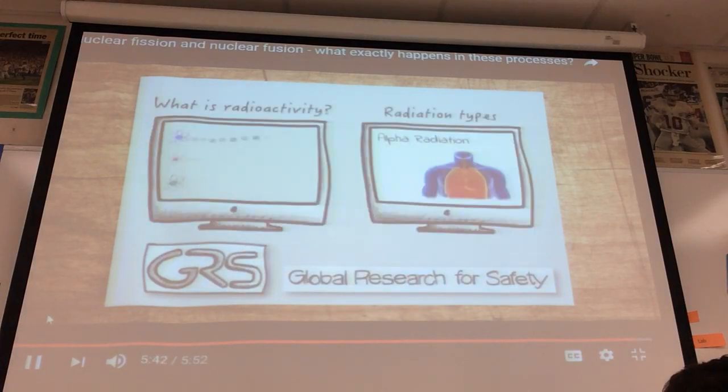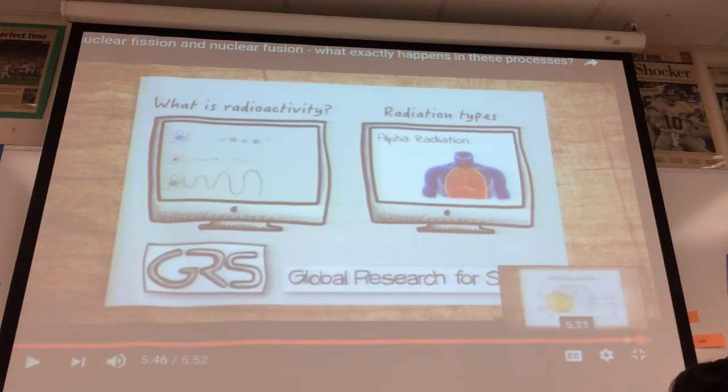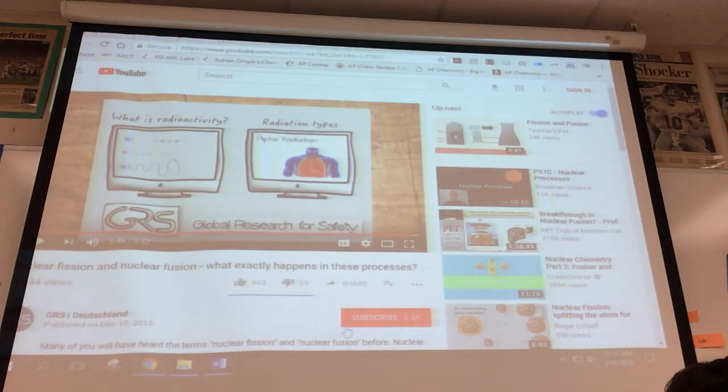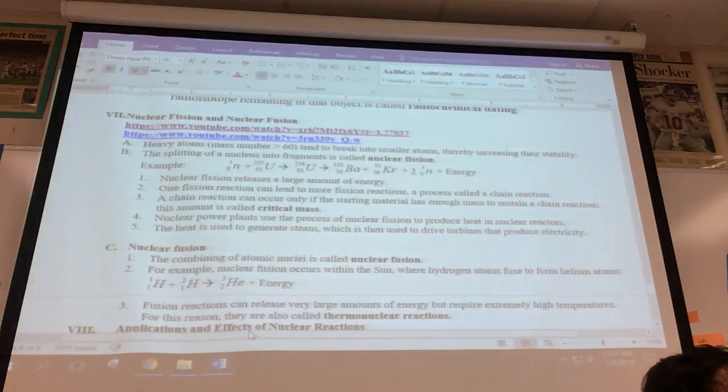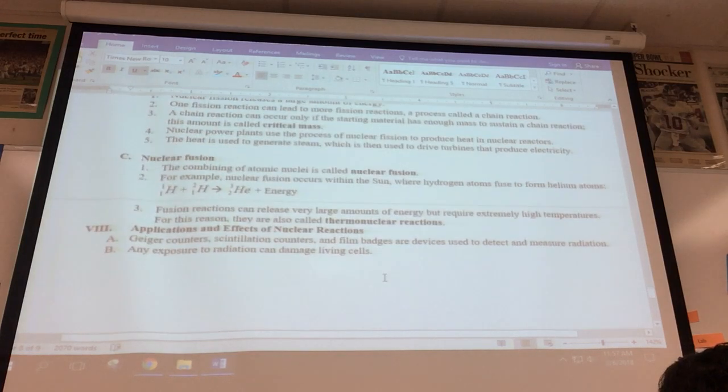What actually is radioactivity, or types of radiation? And so the distinction between fission and fusion should be clear. And basically what she said is written out here, so you don't want me to read this to you.